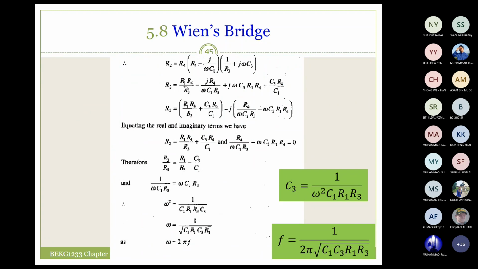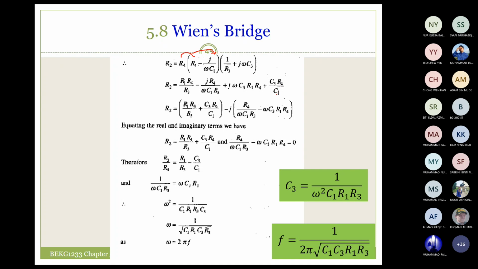Okay, so we multiply. We break the bracket, and then we break a bracket with this one also, and we can find that R2 is equal to R1 R4 over R3 minus 2J R4 over omega C1 R3, plus J omega C3 R1 R4 plus C3 R4 over C1.